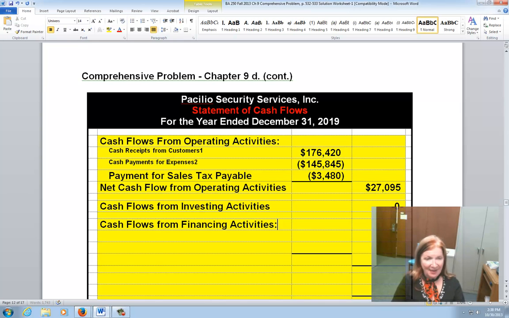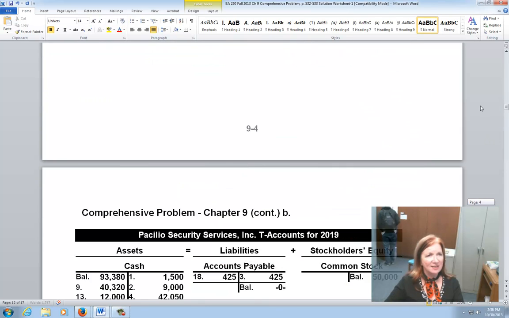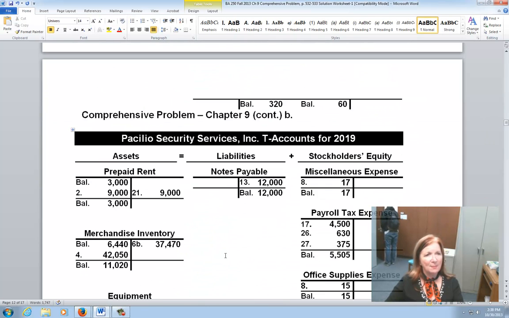Excuse me. And that's going to be a colon. And now we're going to come down here and I'm going to indent just like I did up above. And I'm going to have cash inflow from a loan. And I'm going to look up here and say, well, in these financing activities, here are my payables, and here's a note payable, and here's $12,000.